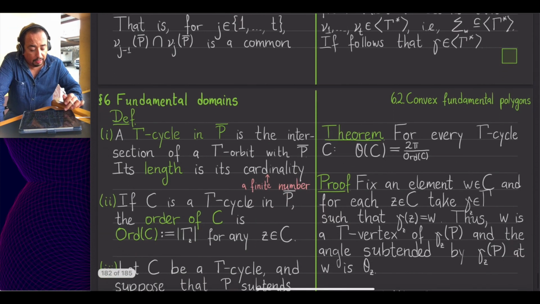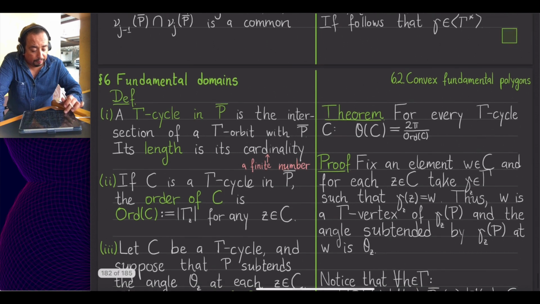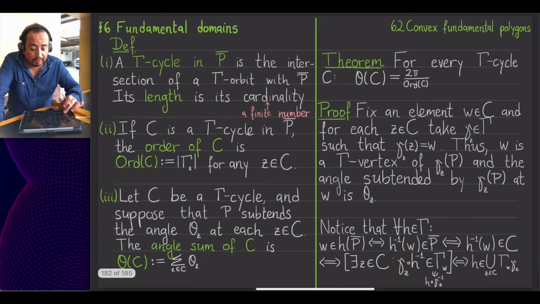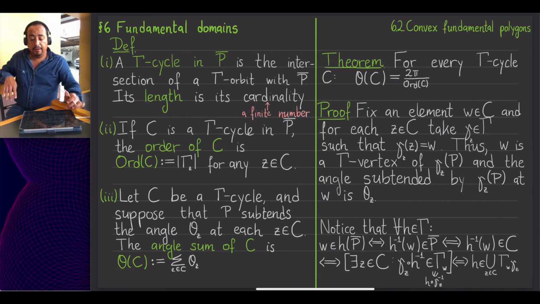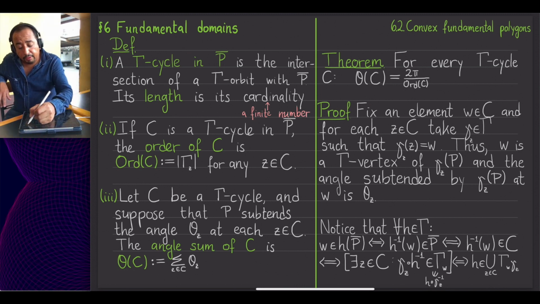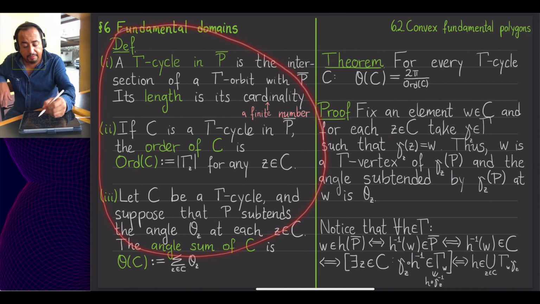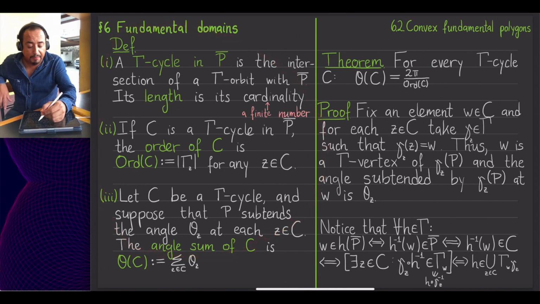Okay, now let's start analyzing this kind of side pairing properties of the elements of gamma star. So, definition: a gamma cycle in P bar, or a cycle in P bar, is the result of intersecting a gamma orbit with P bar.